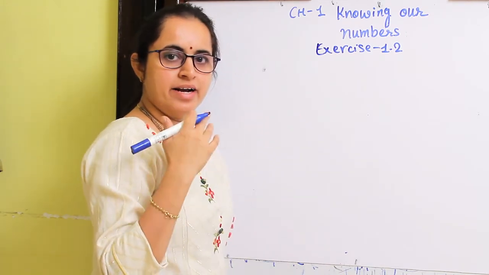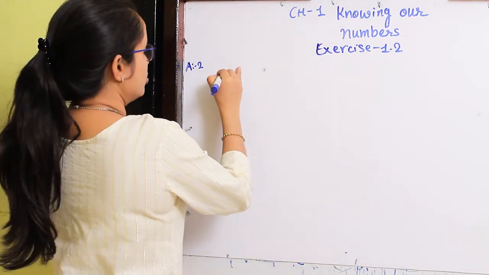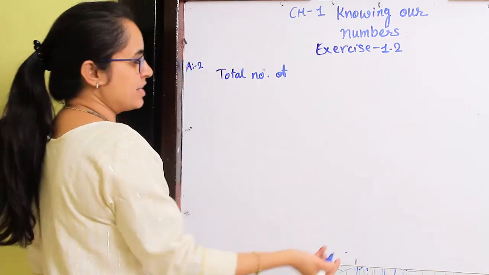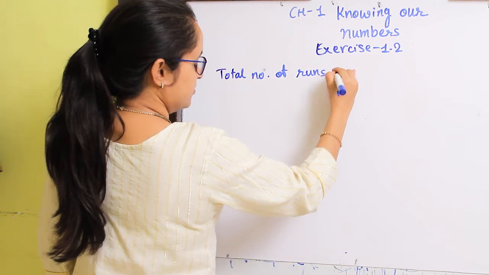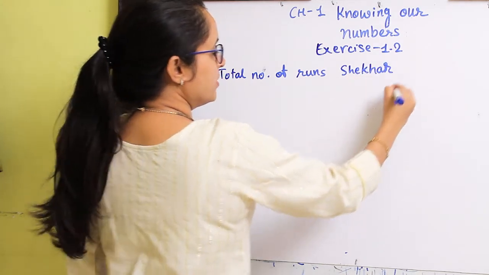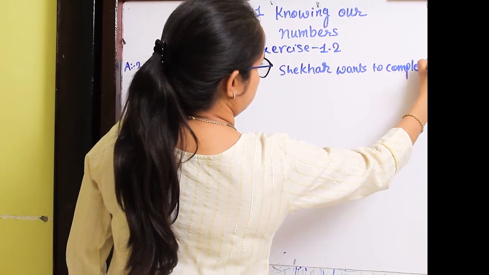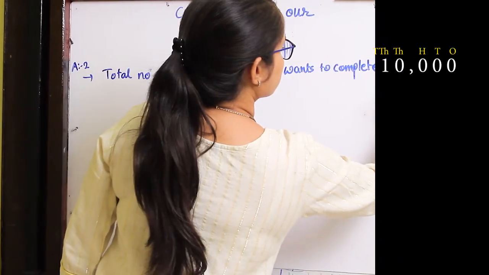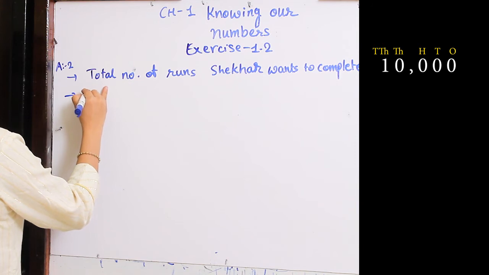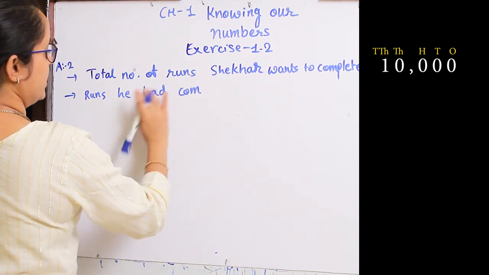Now question number 2. Shekhar is a famous cricket player. He has so far scored 6,980 runs in the test matches. He wishes to complete 10,000 runs. How many more runs does he need? Remember, in keywords of subtraction we have done more than, less than, more and less. So this is a question of subtraction. He has scored 6,980 and he wants to complete 10,000. So we have to subtract 6,980 from 10,000.